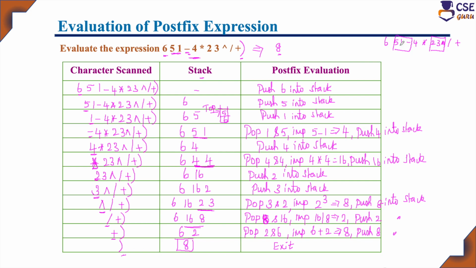So here 5, 1, minus, subtraction. So 5 minus 1 you will get 4. So here 6, 4 you will get 4, multiplication, 2, 3, exponent. So 2 power 3 you will get 8, division, plus. Next, two operands with an operator, this one you can implement. So here 6, 4 into 4 is 16, then 8, division, plus. Then here two operands with an operator, this is 16 divided by 8. So you will get 2, plus. Together two operands with the operator addition, 8. This is the result you will get.